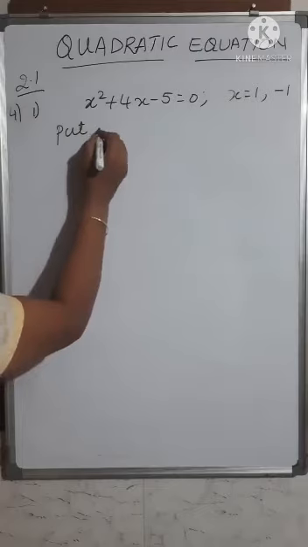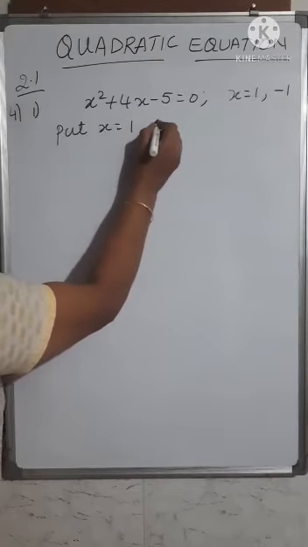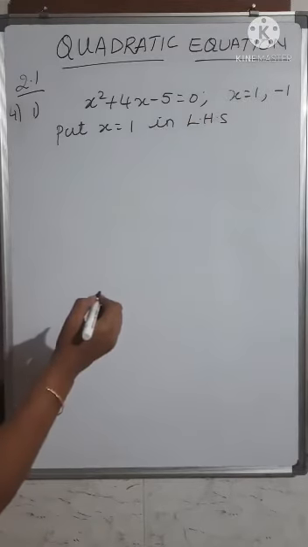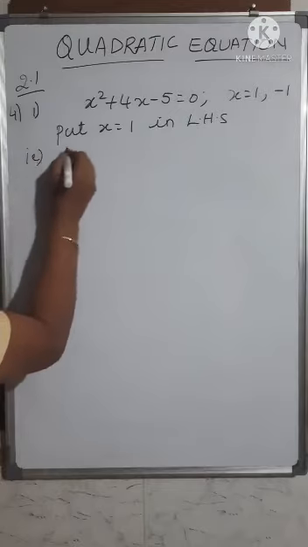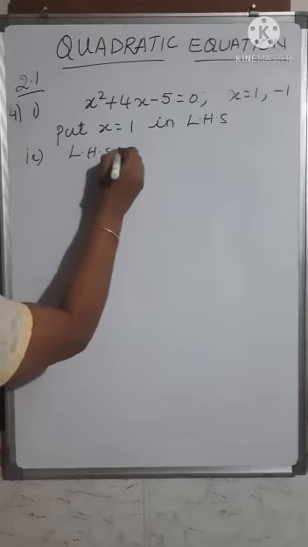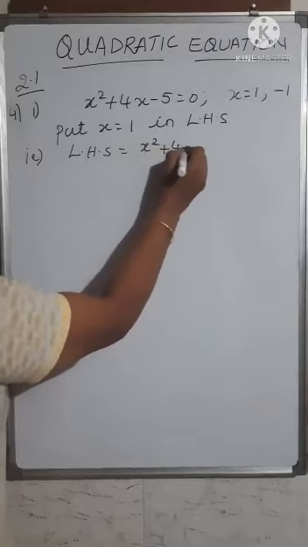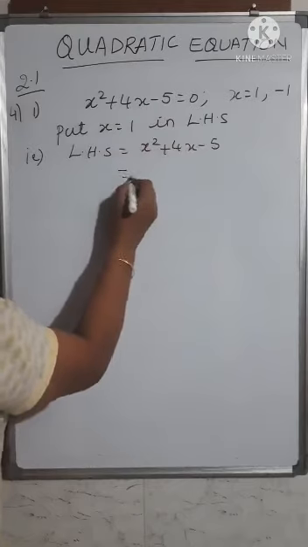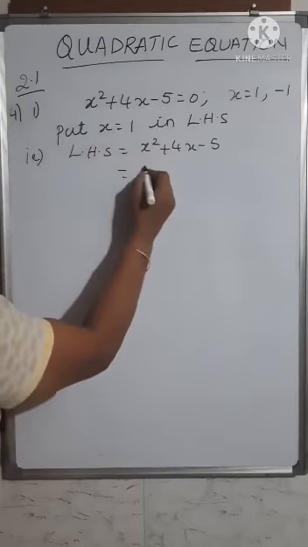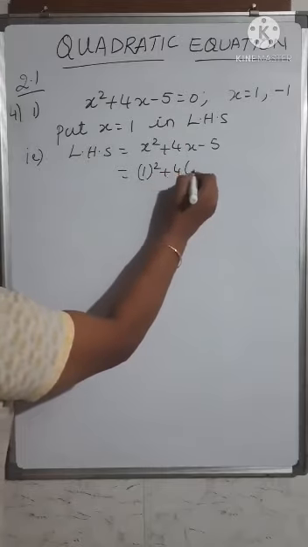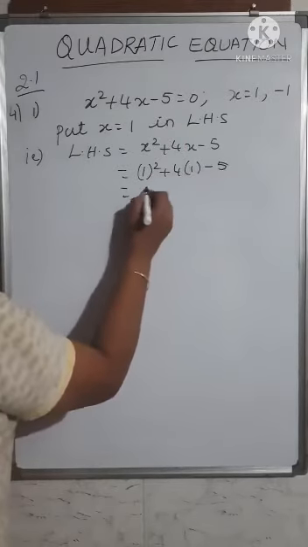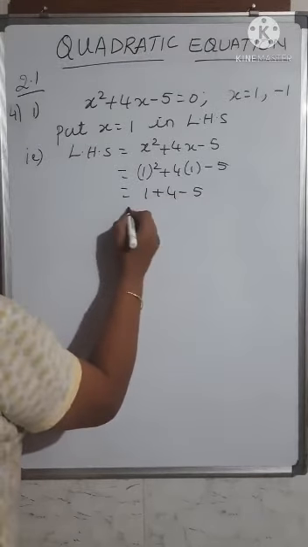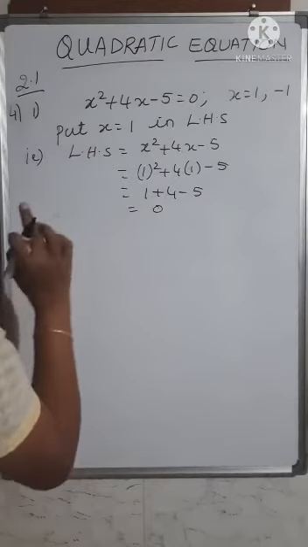To start with, put x is equal to 1 in the left hand side. In short form we write it as LHS. So what is LHS here? LHS is equal to x square plus 4x minus 5. Only the left hand side you write, and in this equation substitute x as 1. So you get 1 square plus 4 into 1 minus 5. So you get 1 plus 4 minus 5. 1 plus 4 is 5, 5 minus 5 is equal to 0. So you got LHS is equal to 0.